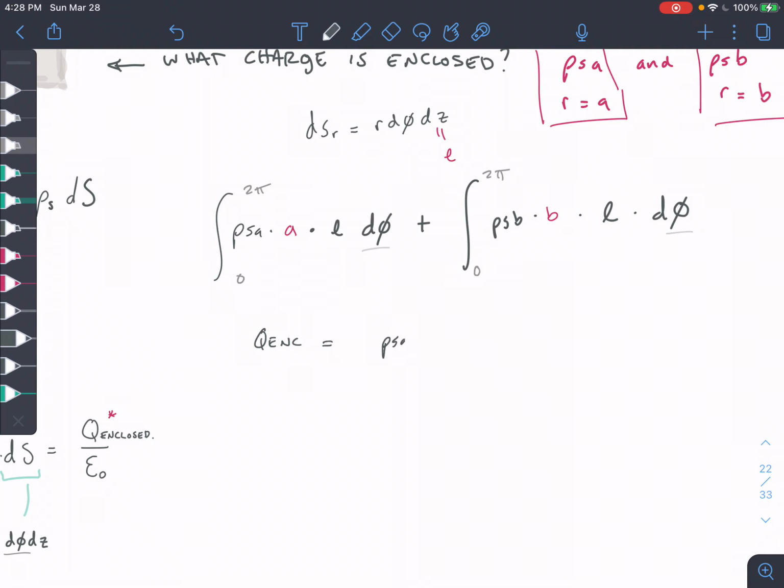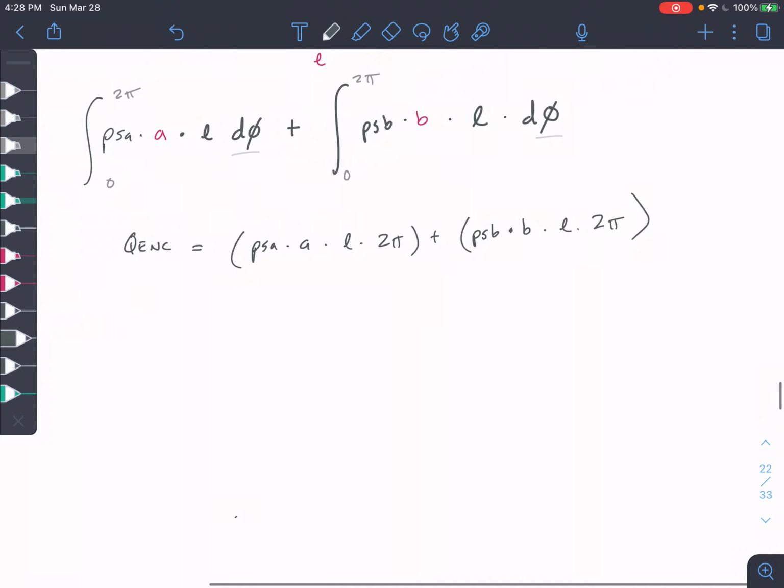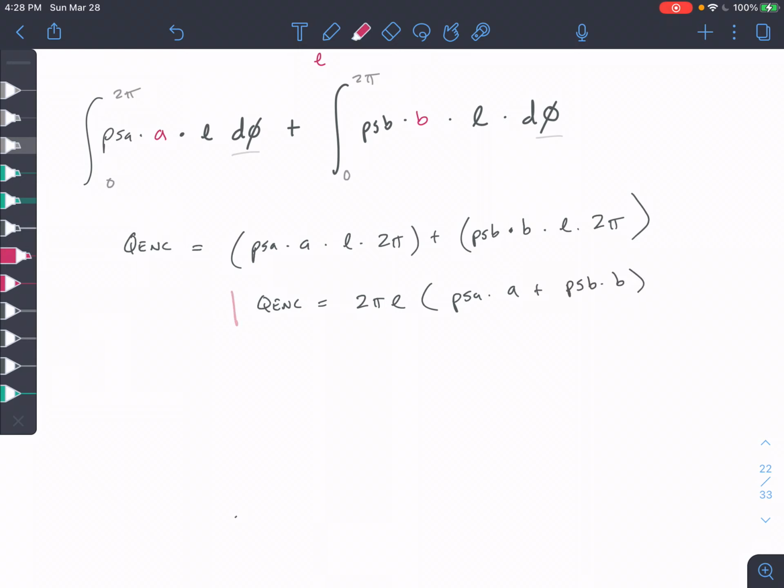Which means that our Q enclosed is going to be equal to PSA times A times L times 2 pi, plus PSB times B times L times 2 pi. We can simplify that: it equals 2 pi L, because it's multiplied by both, times PSA times A plus PSB times B. So we found our enclosed charge for that area.